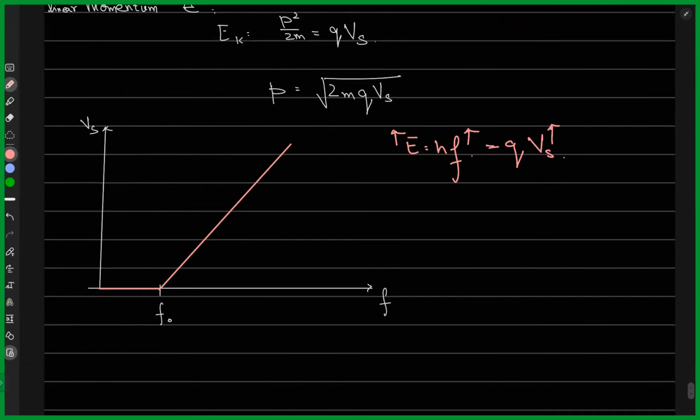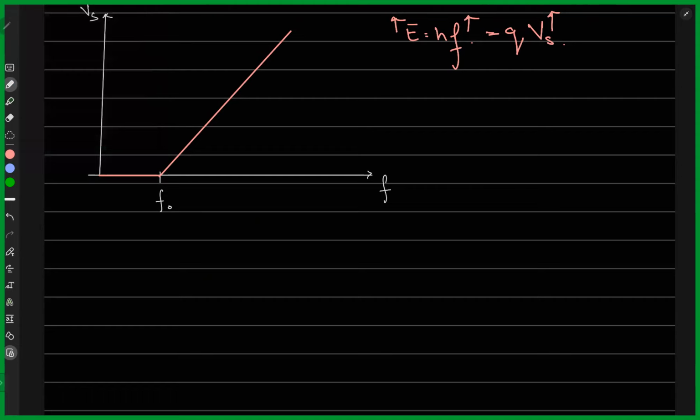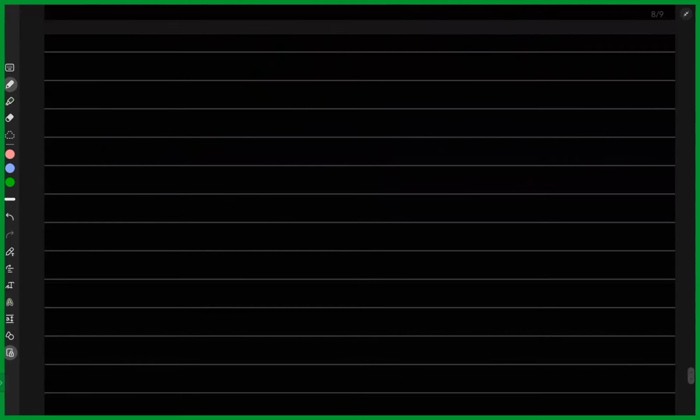We can also see the effect of intensity. We'll actually come to that in some time. Let's first discuss the emission and absorption line spectra. We'll start with the continuous spectrum. So let's start discussing line spectra.